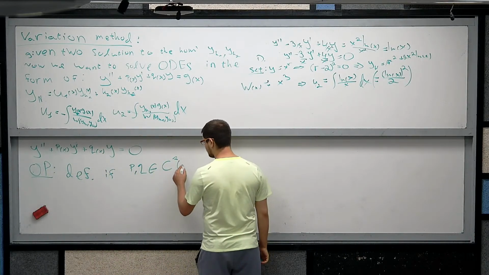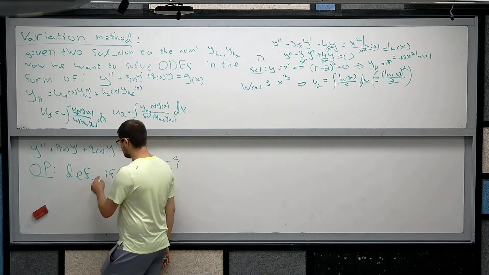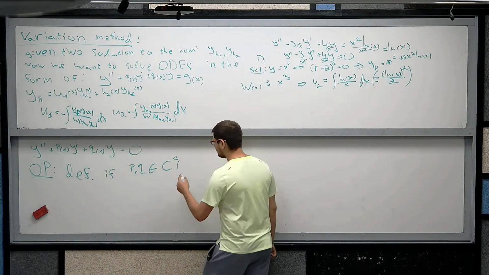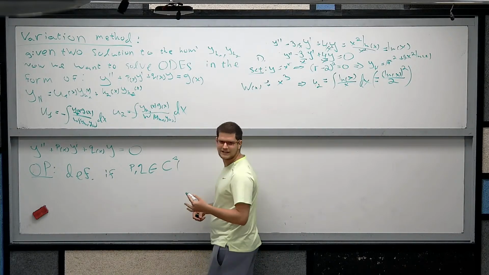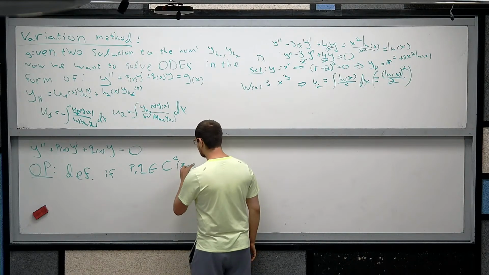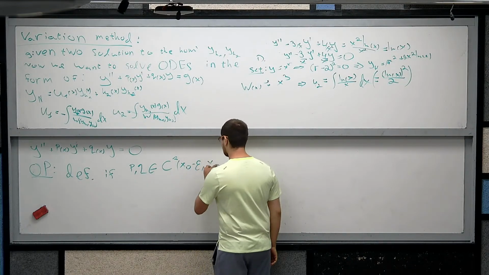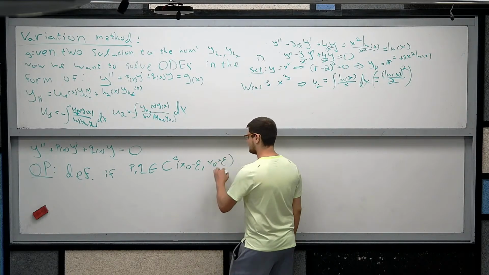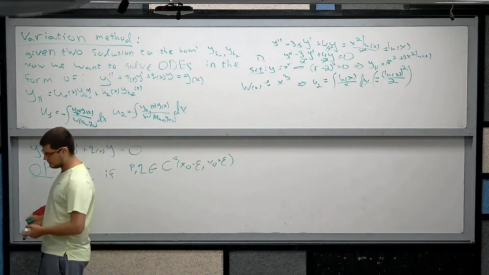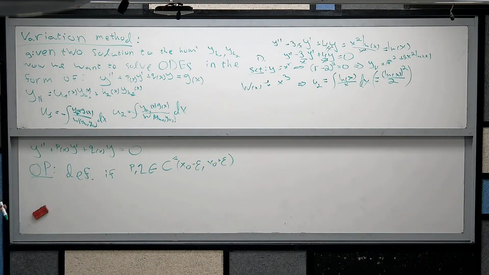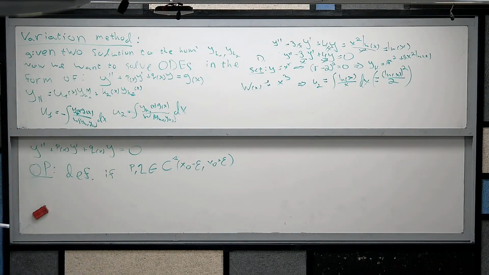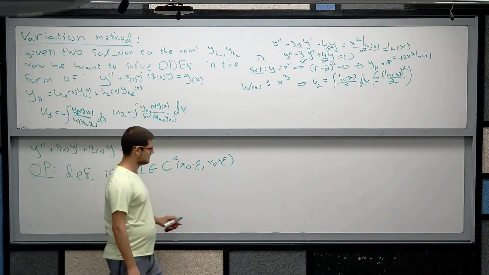Let's write it as a definition. x0 is an ordinary point if for small enough epsilon, on the interval x0 minus epsilon, x0 plus epsilon, P and Q are analytic. If you want it really rigorous, I can do it more rigorously if you wish, but don't let me start with that.